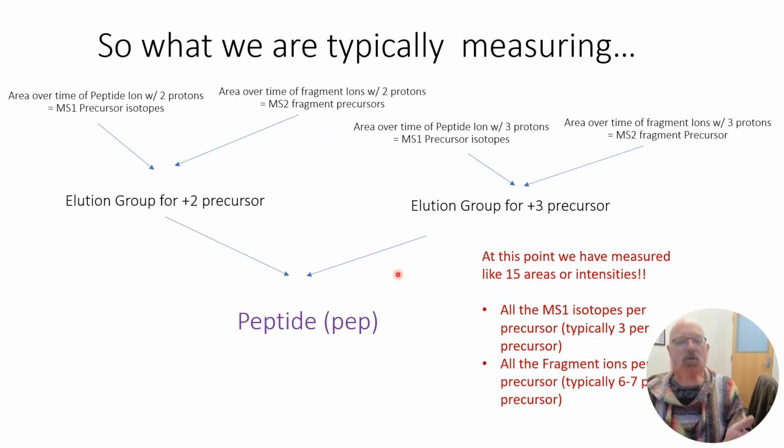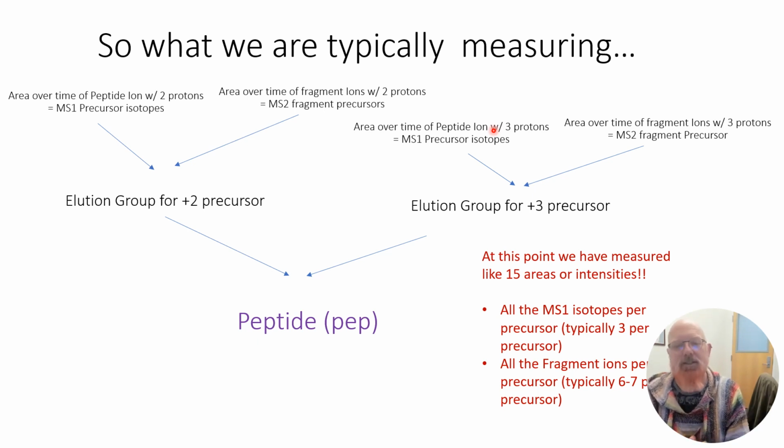Okay, so what are we measuring? This is kind of going to help you with SpectraNet, I hope. For example, let's say SpectraNet says this is a precursor. A precursor could be an MS1 ion with 2 protons, but it can also exist in more than one precursor. So this is also the same peptide with the MS2 fragment precursors with 2 protons. Combine those all together and we get an elution group for a +2 precursor. You could do the same thing for the +3 precursor. So just the same peptide, but now instead of 2 protons, we have 3.